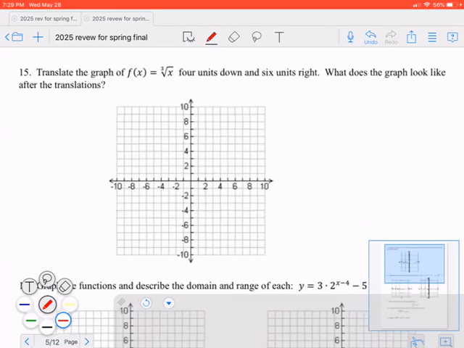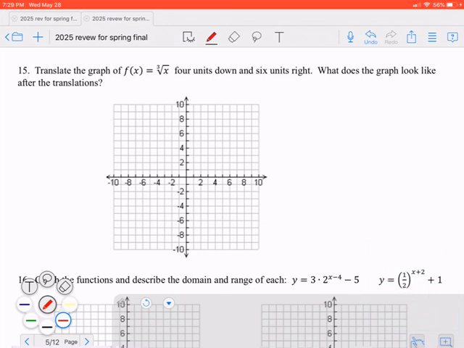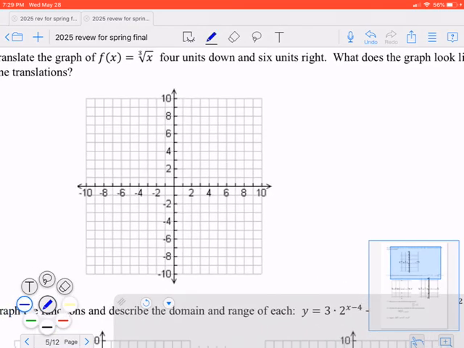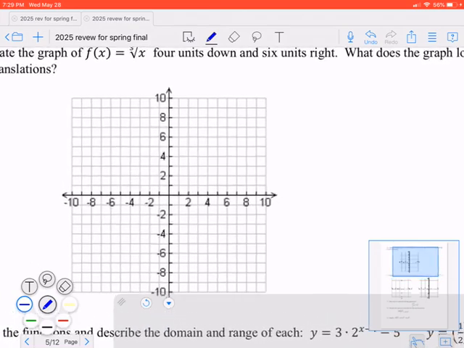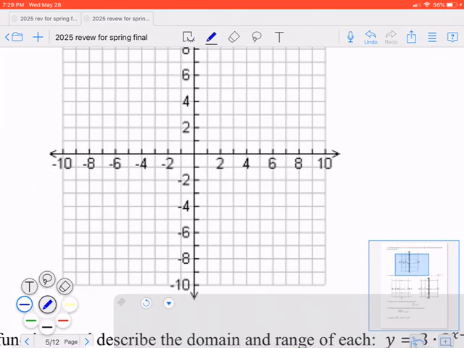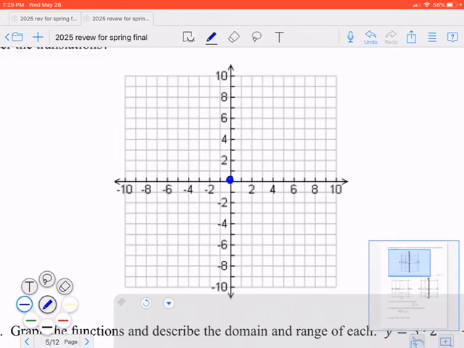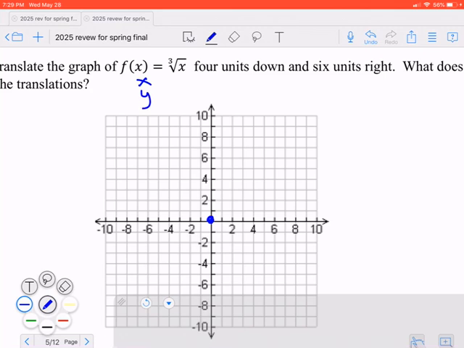Number 15, translate this graph 4 units down and 6 units right. What does the graph look like after the translation? So the parent function, the cube root of x. I'll do the parent function here. So I'm just thinking about plugging in x's. The cube root of 0 is 0, so 0, 0 is our inflection point. If I plug in a 1, the cube root of 1 is 1. If I plug in a 2, the cube root of 2 is, I don't know, some decimal.